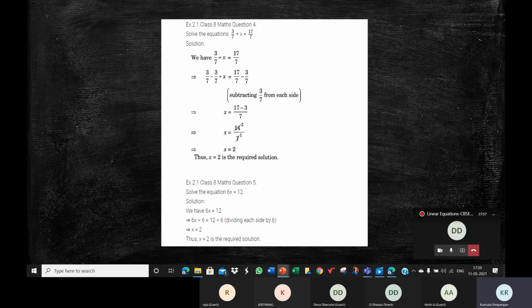So 6x divided by 6, 12 divided by 6. You must do the same thing on both the sides. Now 6x divided by 6 is x and 12 divided by 6 is 2. x is equal to 2.